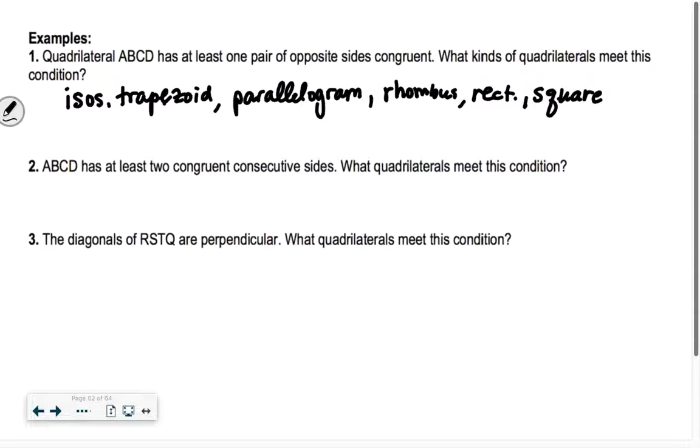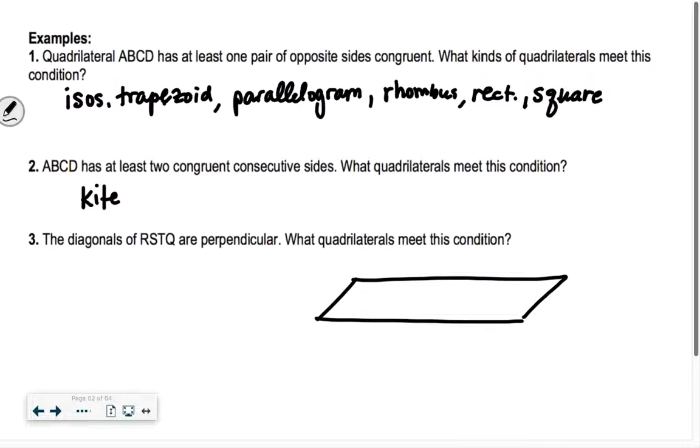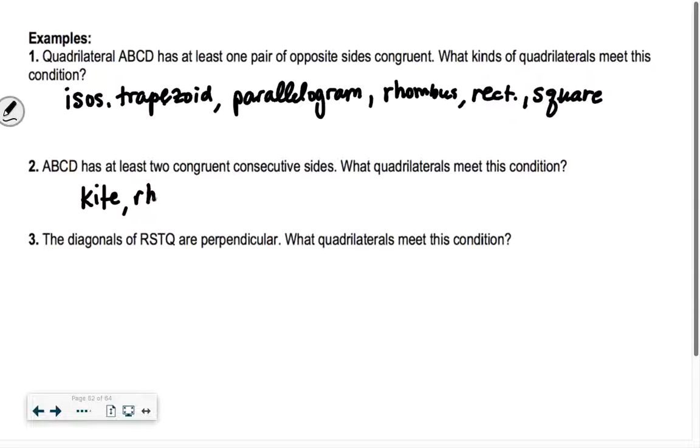All right, so ABCD has at least two congruent consecutive sides. Well, that sounds like a kite, right? Two congruent consecutive sides, so definitely a kite. Parallelogram, not necessarily, right? You could have a really long side and a really short side. They're not congruent consecutive, right? Those are not the same. What type of parallelogram would, though? A square and a rhombus, exactly. So rhombus and a square.